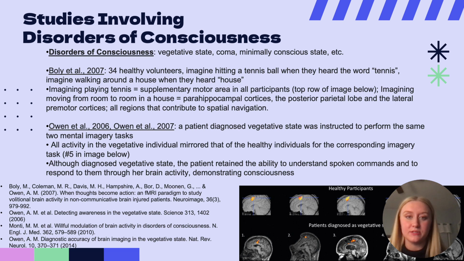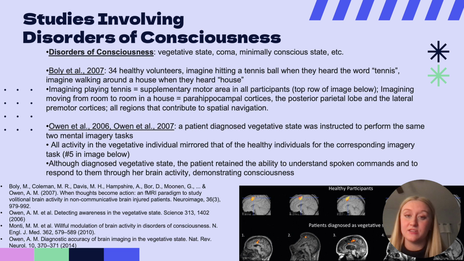Imagining playing tennis was associated with robust activity in the supplementary motor area in all the participants scanned. In contrast, imagining moving from room to room in a house activated the parahippocampal cortices, the posterior parietal lobe, and the lateral premotor cortices, all regions contributing to spatial navigation.